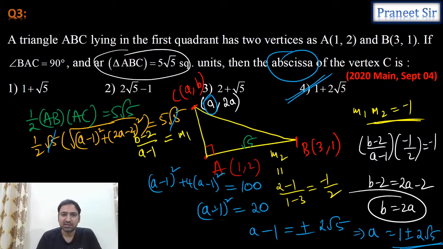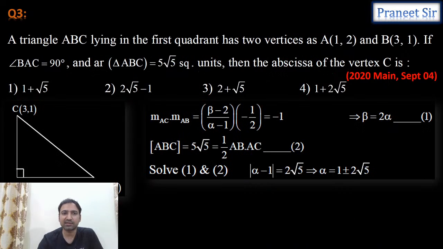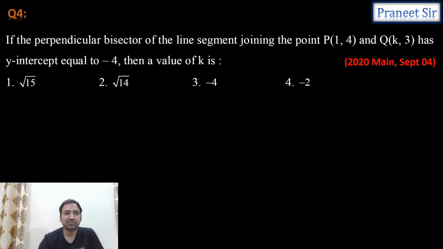Everyone understood this? So two variables a and b, with these two variables, two conditions. One condition is it's a right angle triangle, product of the slopes is minus 1. And another condition is area is equal to 5 root 5. With this we calculated a value. That's what we needed. So b I eliminated and then calculated the a value. Clear? Next question.